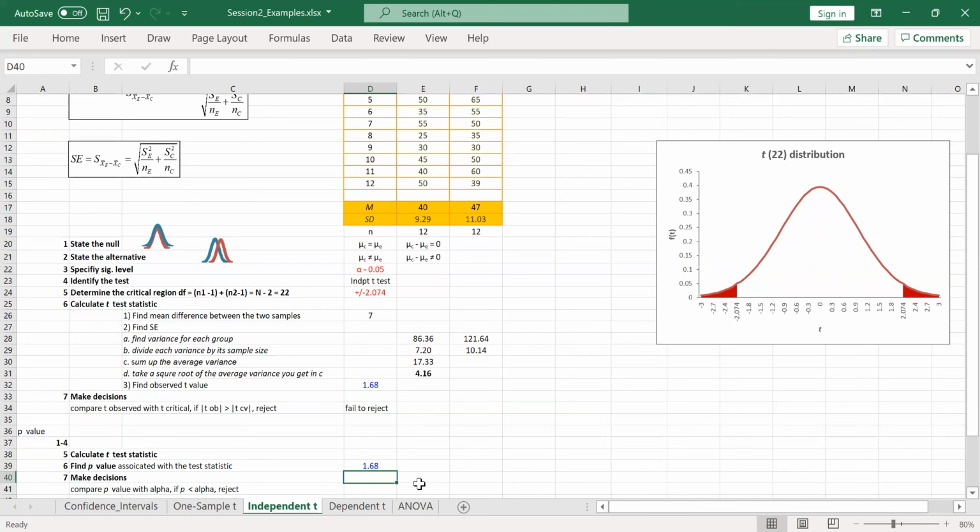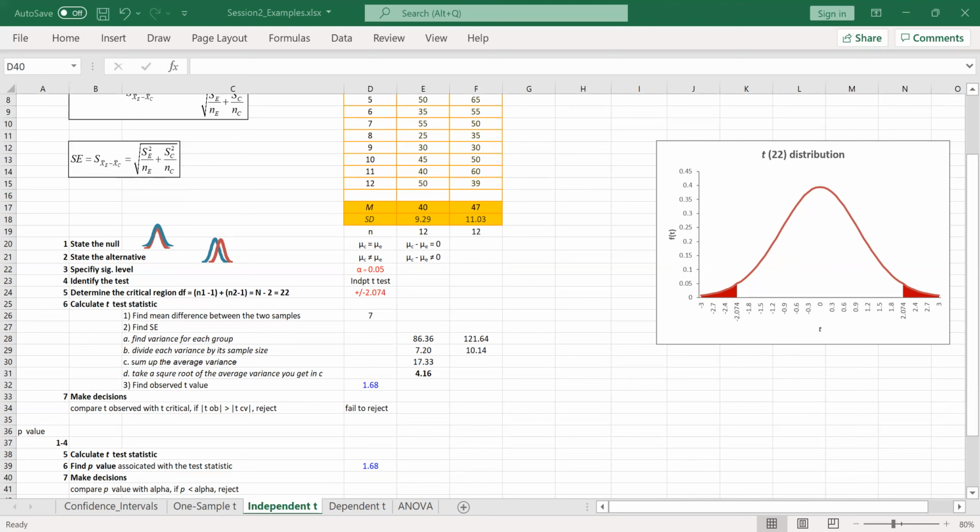So the next step is we want to find in the t distribution how likely it is to find 1.68 or larger on either side, because this is a non-directional, two-tailed test. You can see that it should be larger than 5%. So using our table, we can estimate the likelihood of finding a t-value this large. Looking at degrees of freedom 22, you can see that the t-value here is 1.74.